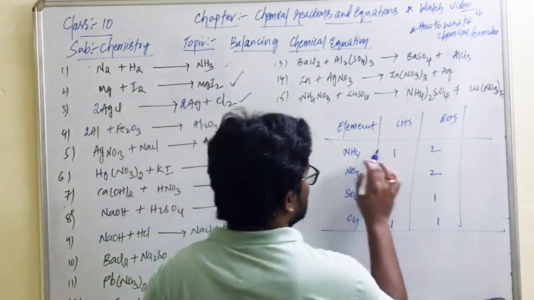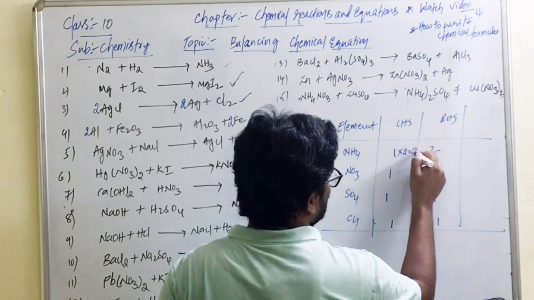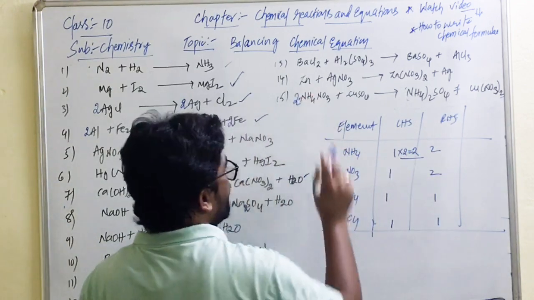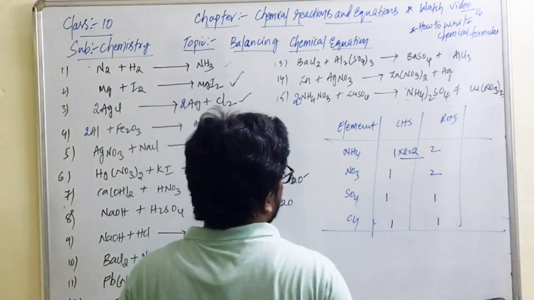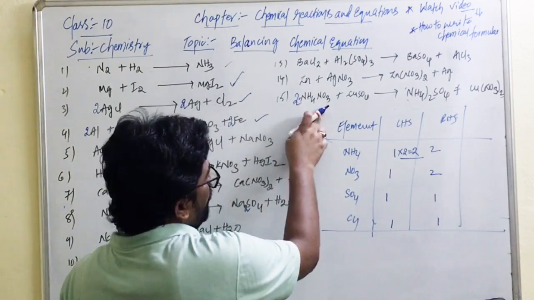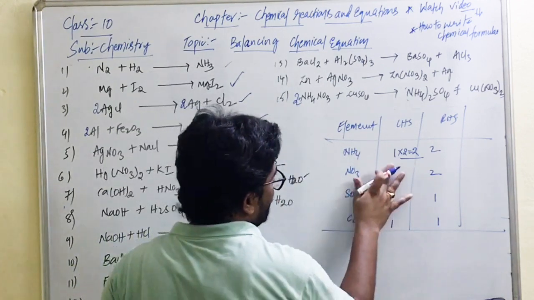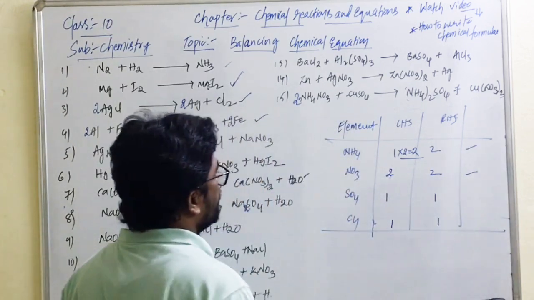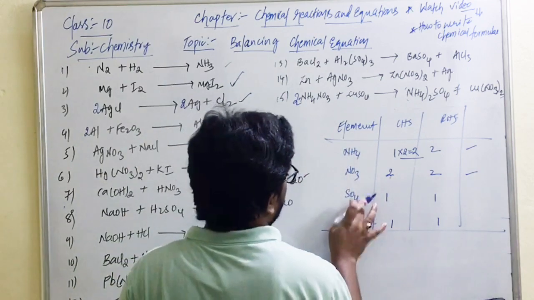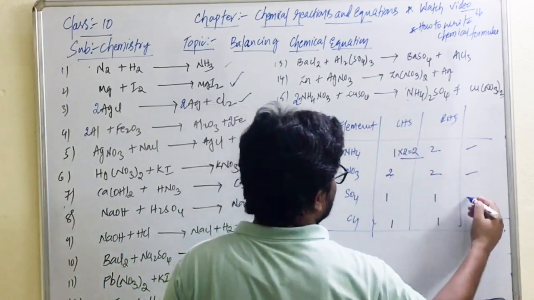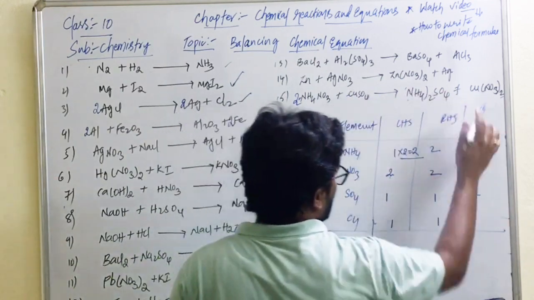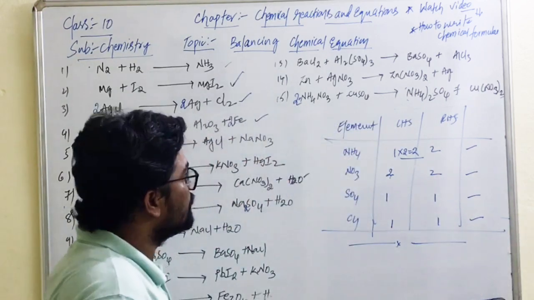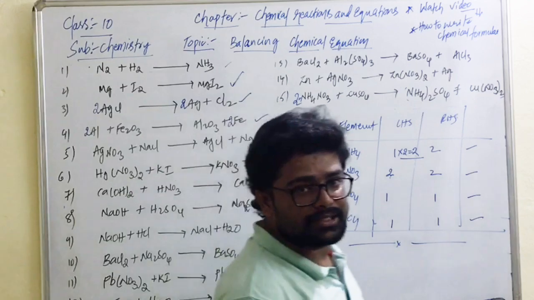So first let us balance ammonium. If I multiply with 2, I will get the number of ammonium equal. So place this 2 before NH4NO3, right? By placing this 2 before, now the number of nitrates gets changed. Number of nitrates are 2. So 2 on the left hand side, 2 on the right hand side. Is it clear? Now count sulfate: 1 on the left hand side, 1 on the right hand side, balanced. Copper 1 on the left hand side, 1 on the right hand side, balanced. So these are the balanced chemical equations. Okay, so all these are the balanced chemical equations.